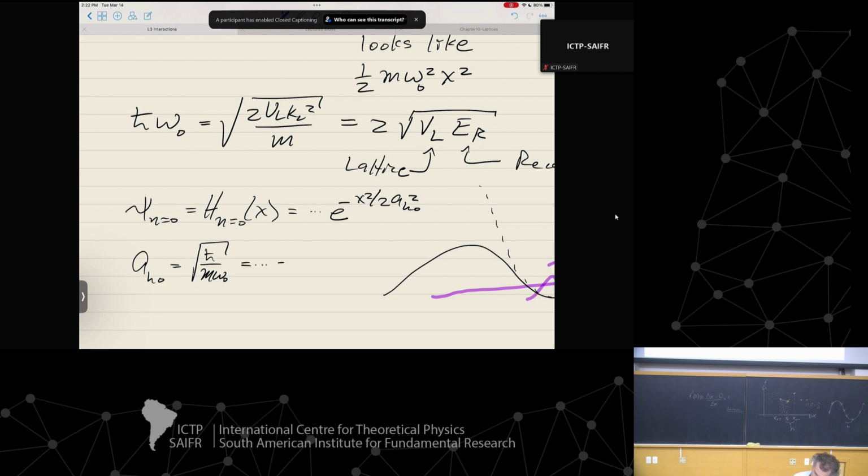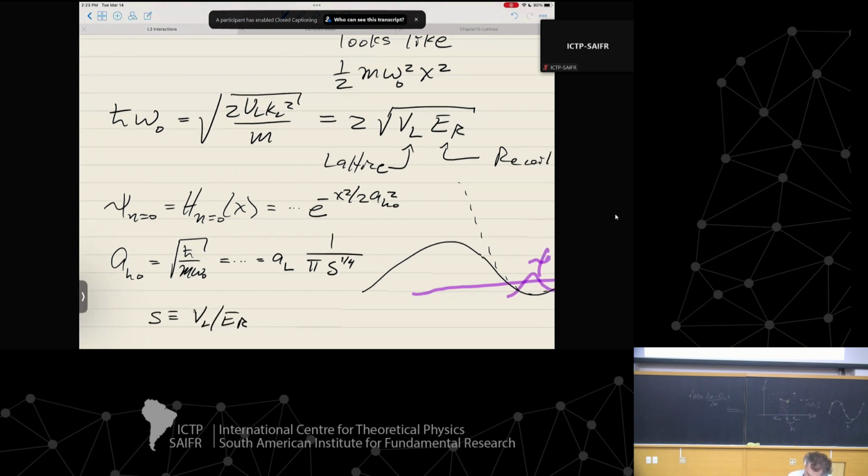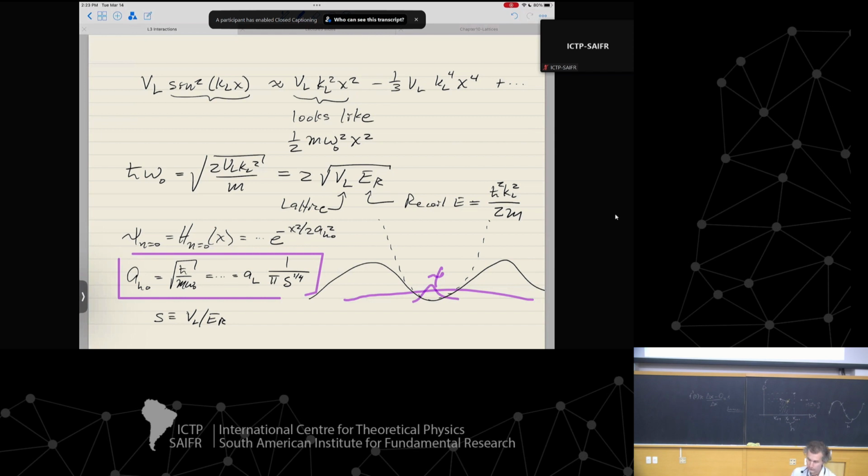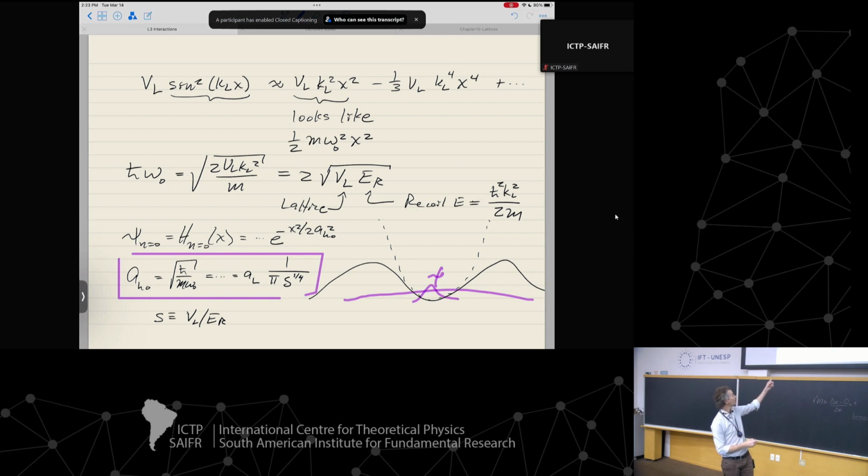And if I plug in this value that we just found for the harmonic oscillator frequency, then you can just write down that this is a lattice times 1 over pi to the lattice depth to the 1/4. And S is just the lattice depth in recoil units. So this is the size of the harmonic oscillator wave function. And for this harmonic oscillator approximation to be valid, I need this harmonic oscillator length to be much less than the lattice spacing itself.